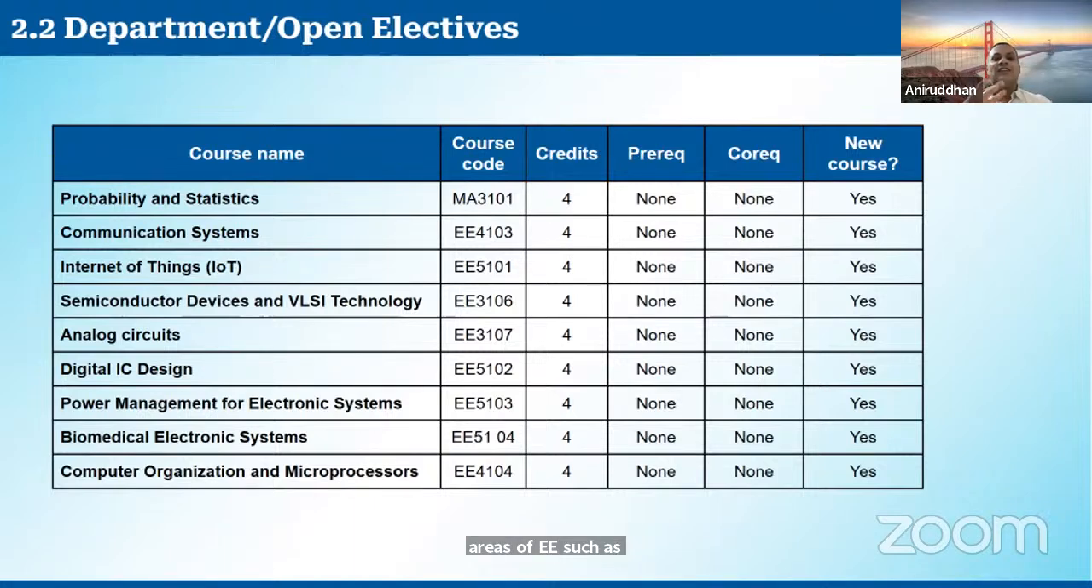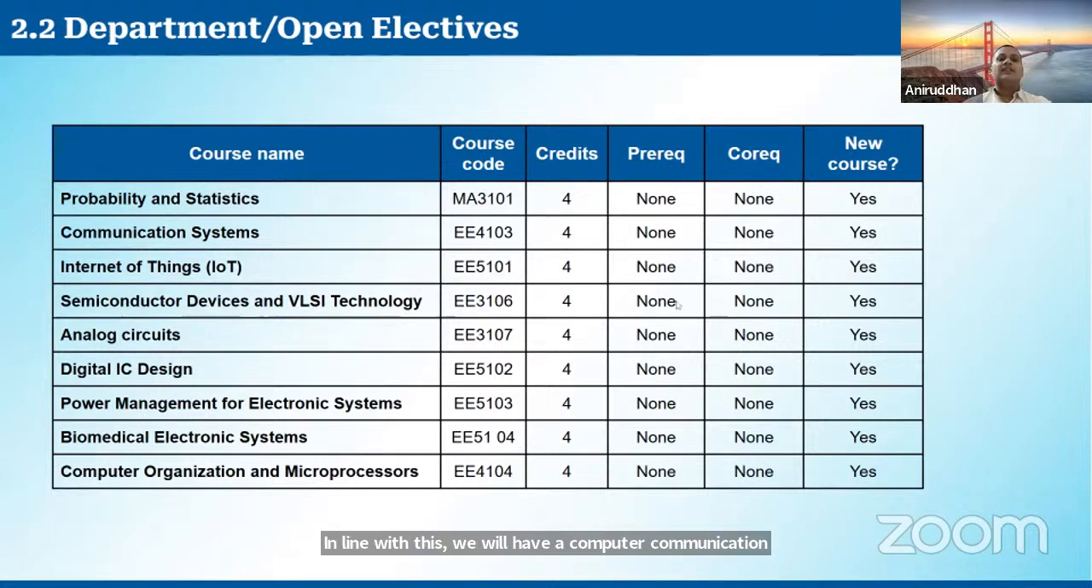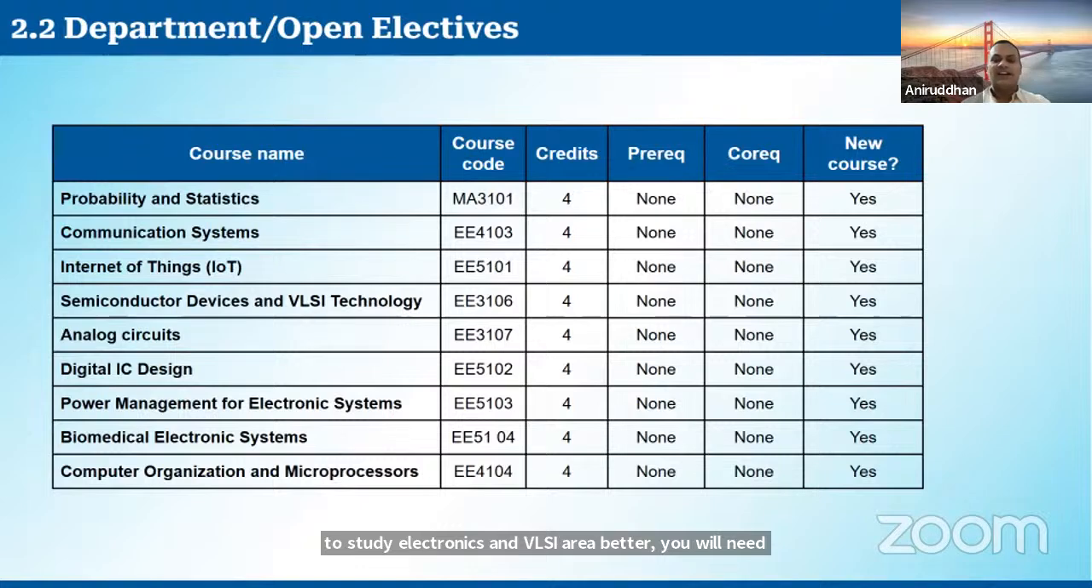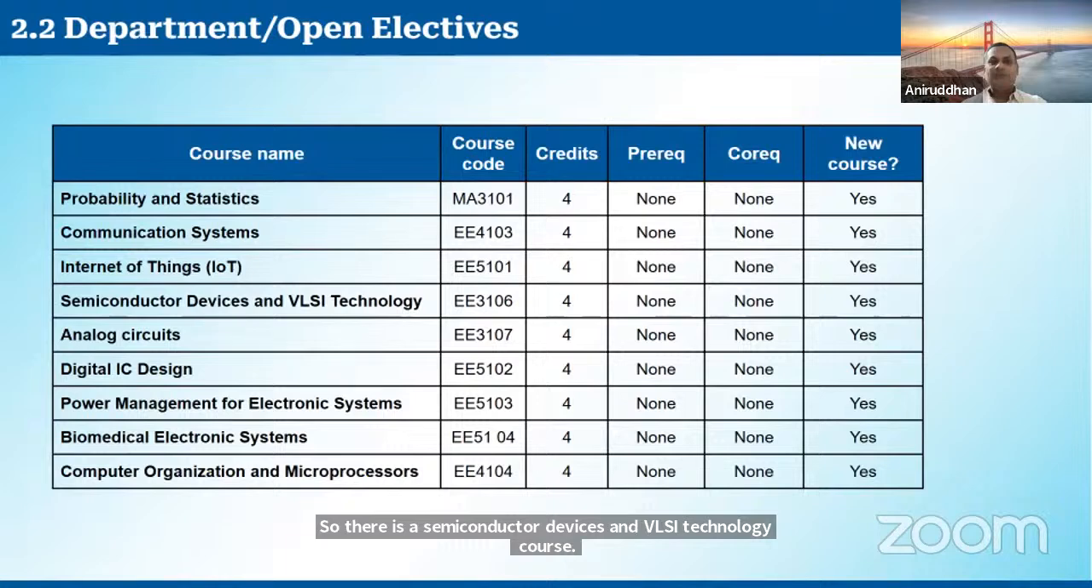In line with this, we will have a communication systems elective. There is going to be an IoT elective. To study electronics and VLSI area better, you will need to know the basics of semiconductor devices and VLSI. So there is a semiconductor devices and VLSI technology course, EE 3106.